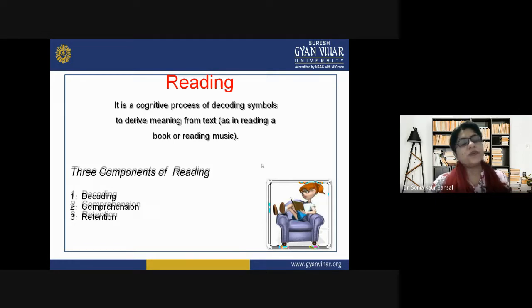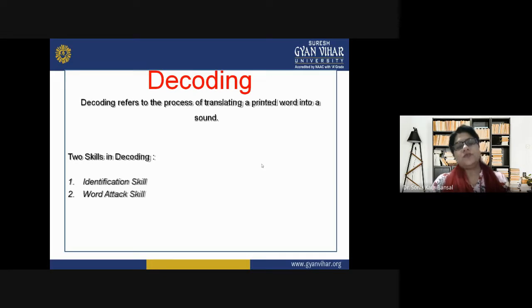Now we are going to see three components of reading which are very important to understand if you want to understand the concept of reading in a more proper way. These are decoding, comprehension, and retention. I repeat: decoding, comprehension, and retention. So, first of all, we will have a look at decoding, what it is.